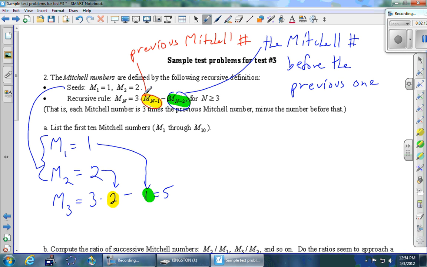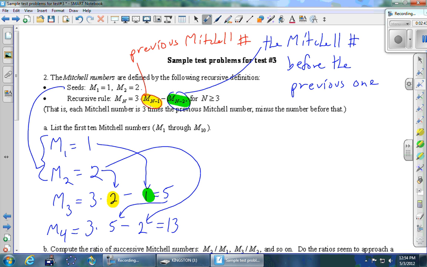Let's go to M4. Again, it's 3 times the previous number minus the one before that. The previous Mitchell number is now 5, minus the one before that, that's now 2. 3 times 5 is 15. Subtract 2, 13. 3 times the previous. Subtract the one before that.